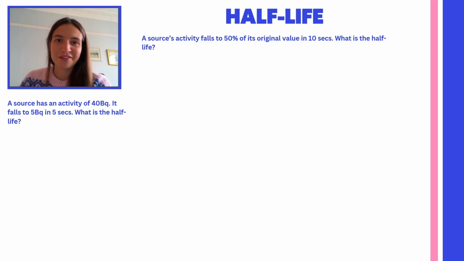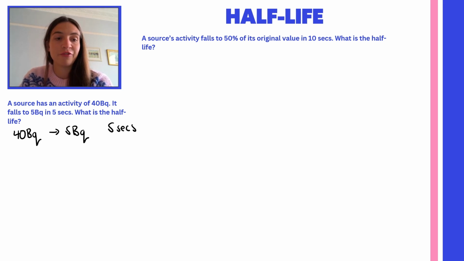Okay, so first half-life question on the left here, we have a source with an activity of 40 becquerels, and that falls to 5 becquerels in 5 seconds. What is the half-life of the source? First things first, I'm just going to write out all the information that I have in shorthand. So I go from an initial activity of 40 to 5 in 5 seconds. Okay, good. So I've got all the information there.